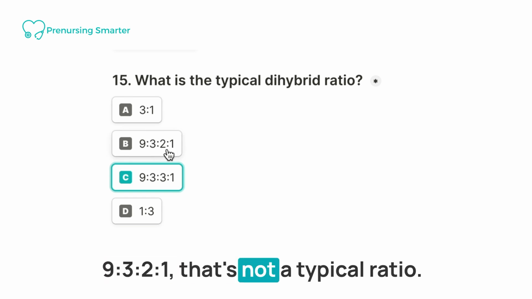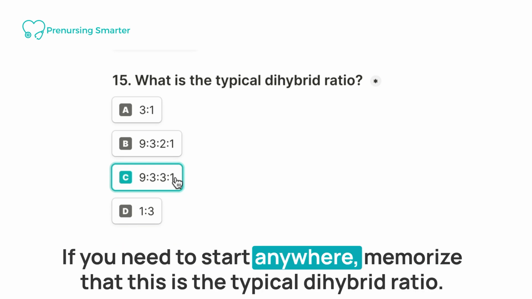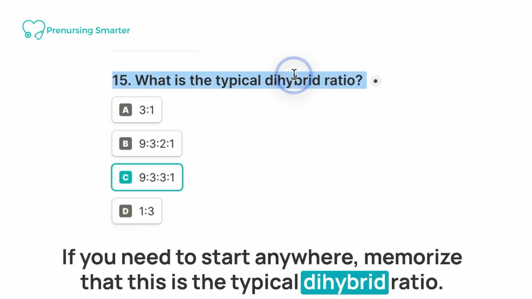9:3:3:1 to 2:1, that's not a typical ratio, and 1:3, that's not a typical ratio. If you needed to start anywhere, memorize that this is the typical dihybrid ratio.